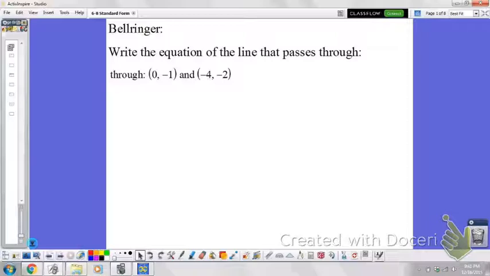We're going to start off by doing the bell ringer. So you're going to write the equation of the line that passes through the points (0, -1) and (-4, -2). So write the equation of the line that goes through those points. Remember, you do that by first finding the slope, then using a point and the slope to find the y-intercept, and then substituting into the equation. So go ahead, pause the video, work your way through it, and then unpause it for the solution.